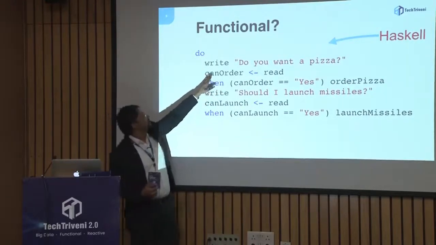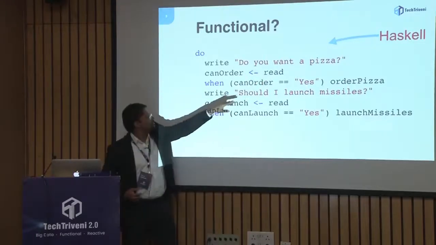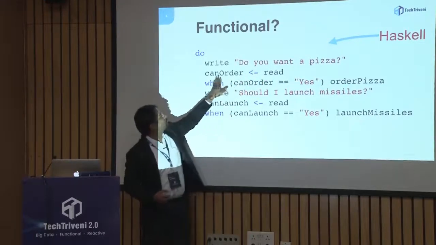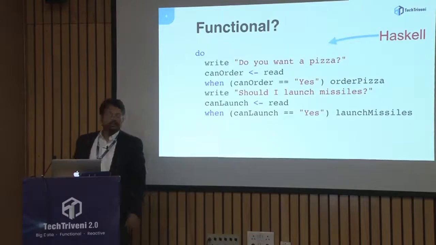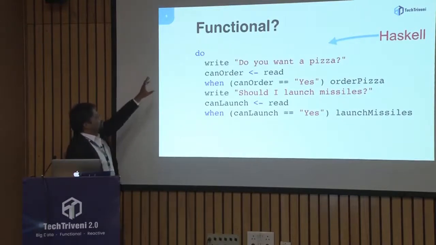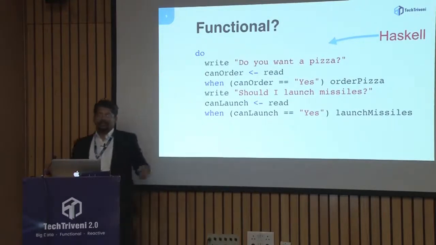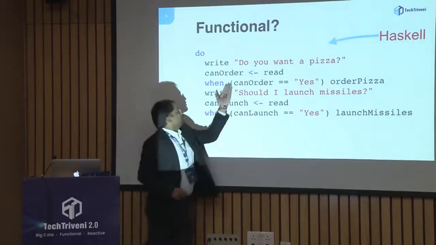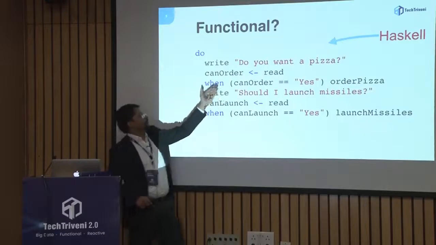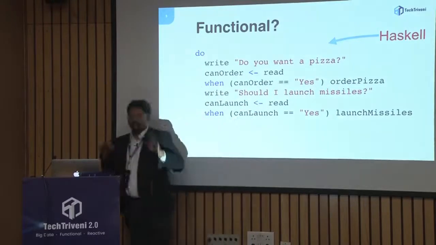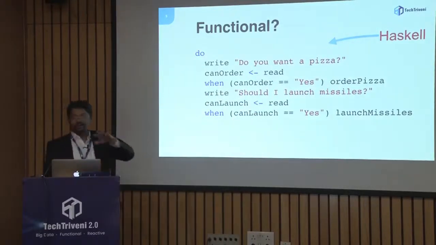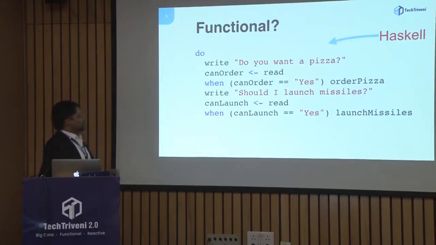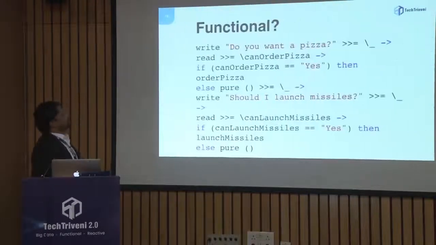So here you're saying write something to the console, and then read something from the console and assign it to can order, right? We're gonna assume that this is a Boolean, not a string, okay? So we're getting back a Boolean. And again, when is like an if statement: if can order is equal to yes, then do something. Oh, here it is a string, but later on I'm going to assume that it's a Boolean. Similarly like that, right? So this is Haskell. This looks exactly the same. This has the same problems that any imperative code has.